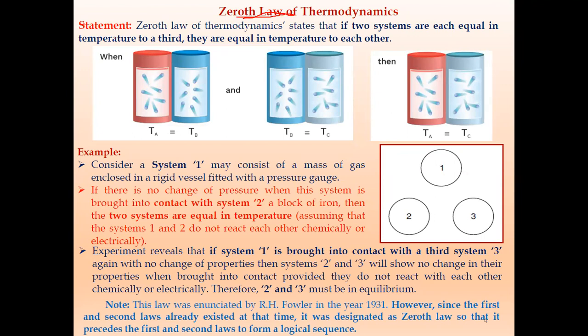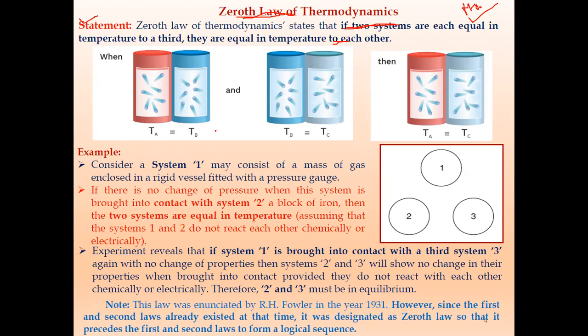So the statement of the zeroth law of thermodynamics: it states that if two systems are each equal in temperature, or we can say they are in thermal equilibrium. Equal temperature means they are in thermal equilibrium. So if two systems are each equal in temperature to a third, or we can say if two systems are in thermal equilibrium with a third system, then they are at equal temperature to each other, or in thermal equilibrium with each other.